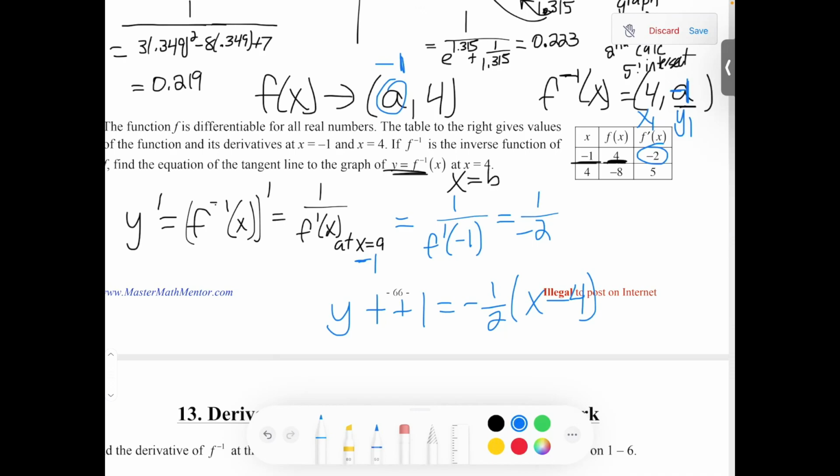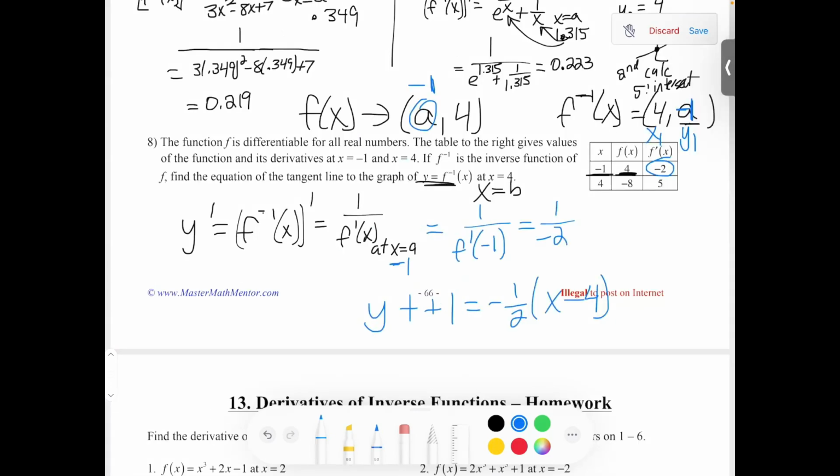So while this chapter is not hard, it could be very confusing because of this a comma 4 and 4 comma a piece, that with the inverse and its function, the x and y values are switched.